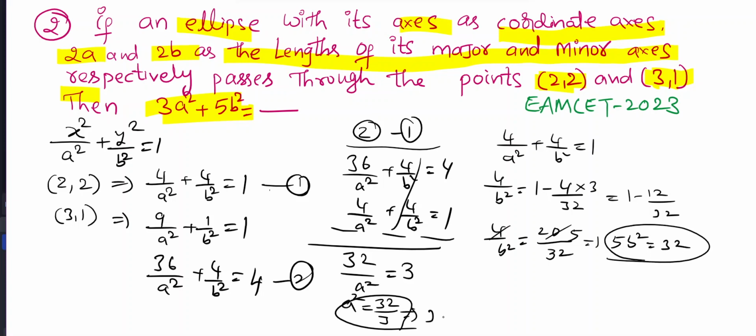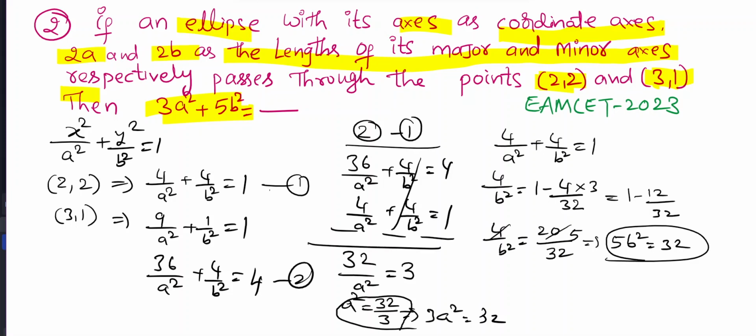From this, 3a² is equal to 32. This is the value of 3a². Now we find the value of 3a² + 5b². Here the 3a² value is 32 and the 5b² value is 32. That is equal to 32 + 32, which is 64. That is the required answer.